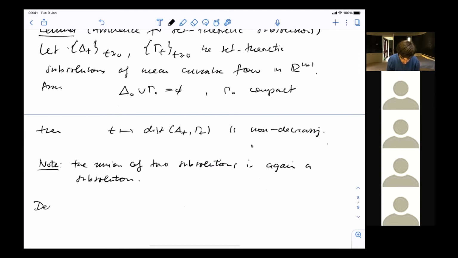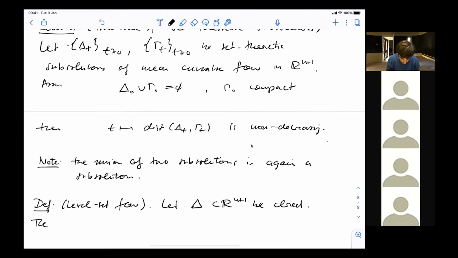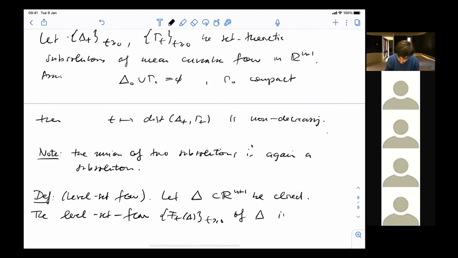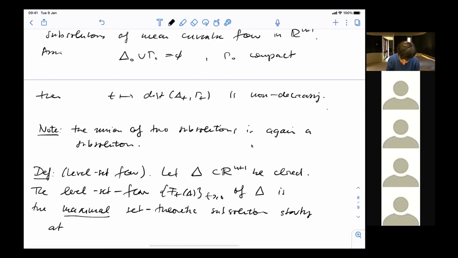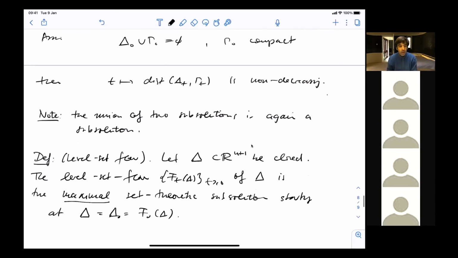And here's the definition. What is the level set flow? Okay, so we take a closed set Delta in R^(n+1). The level set flow F_t of Delta is the maximal set-theoretic subsolution starting at Delta, which you say is Delta at time 0, that's F_0 of Delta. Now you just take the union of all possible subsolutions.